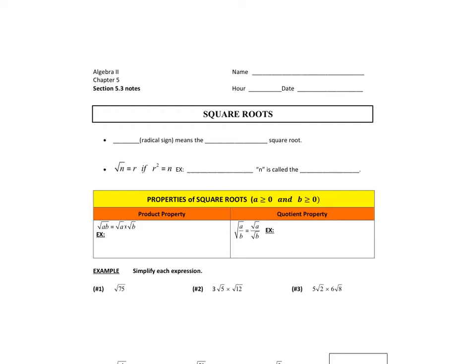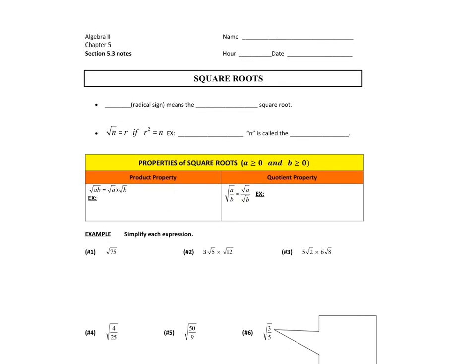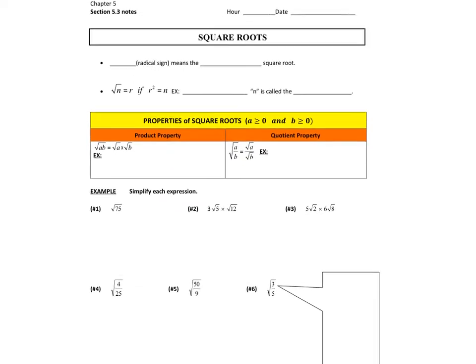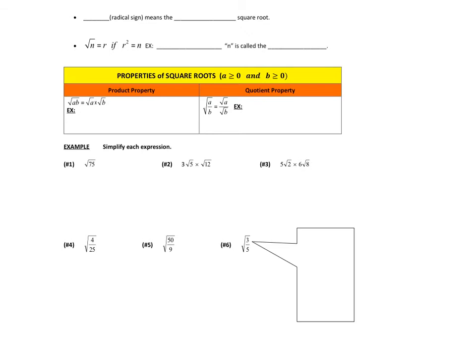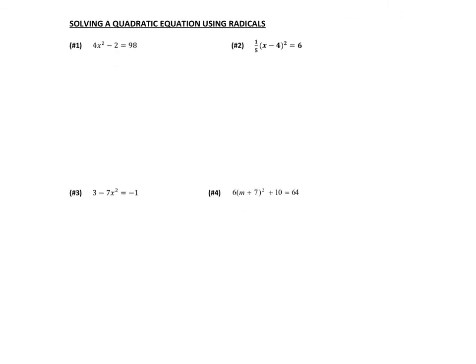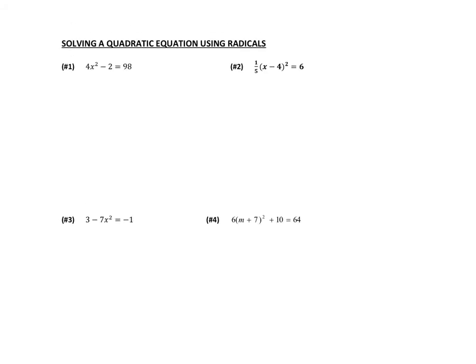All right, class. So yesterday we covered square roots. Square roots was the first page where we had to learn how to simplify these radicals. Today you're going to flip to the back page and we're going to cover how to solve using radicals. In this case, we're just going to use square roots, but this kind of works on how you solve with all radicals. So solving a quadratic equation using radicals.